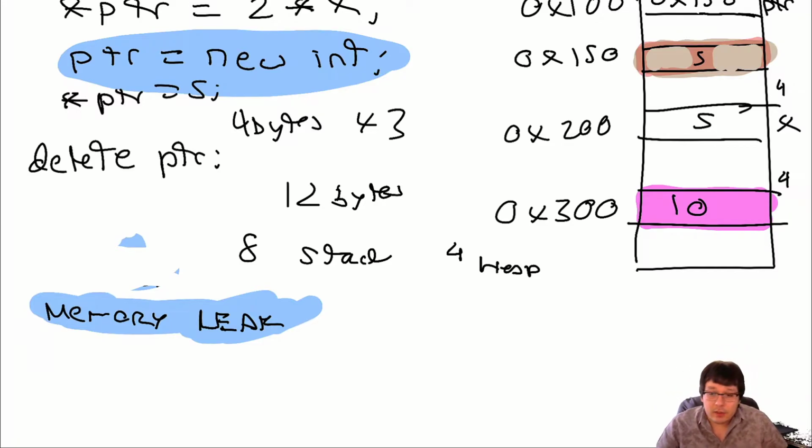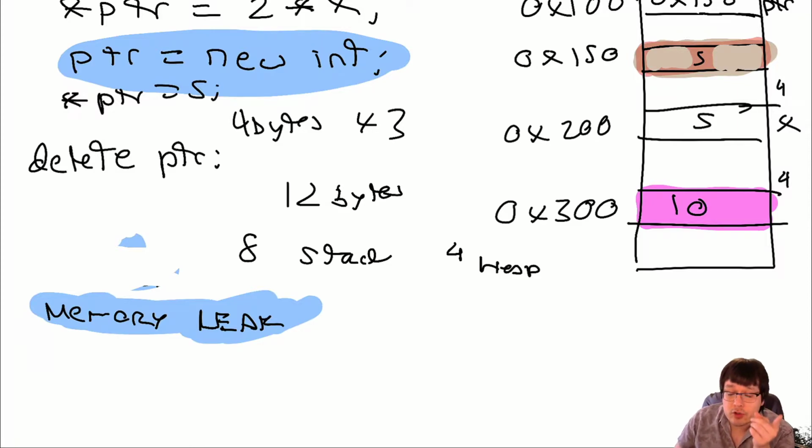Okay? And so, how do we fix memory leaks? Well, easier said than done, but what you want to do is you want to keep track of dynamically allocated variables, which are stored in pointers, and make sure that you don't overwrite the pointer before you deallocate it.